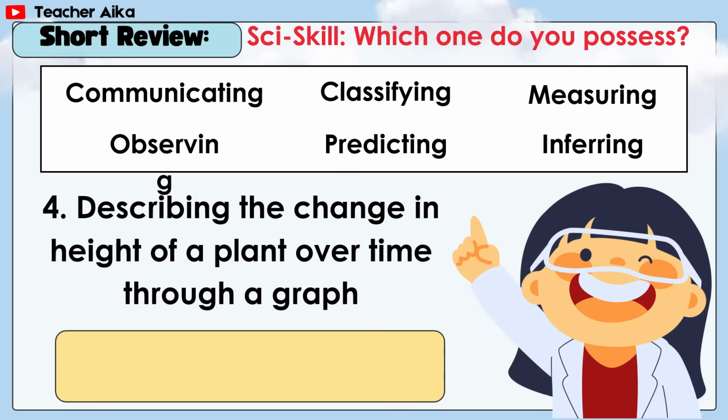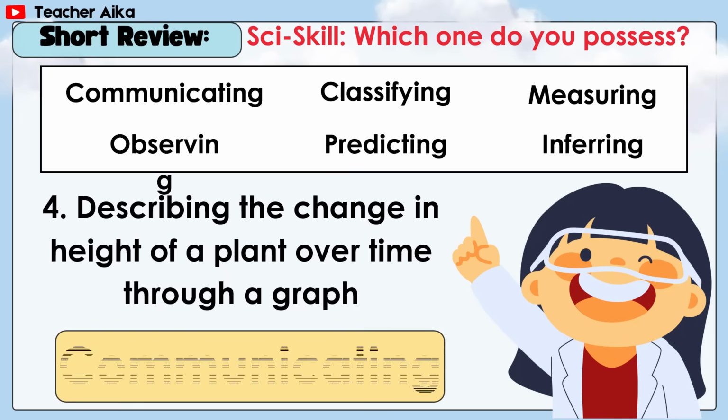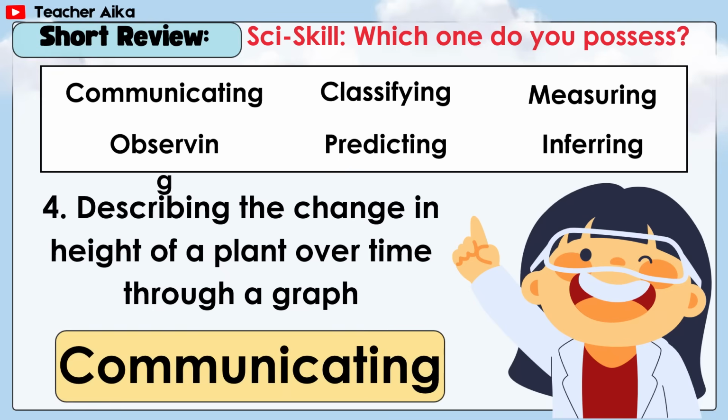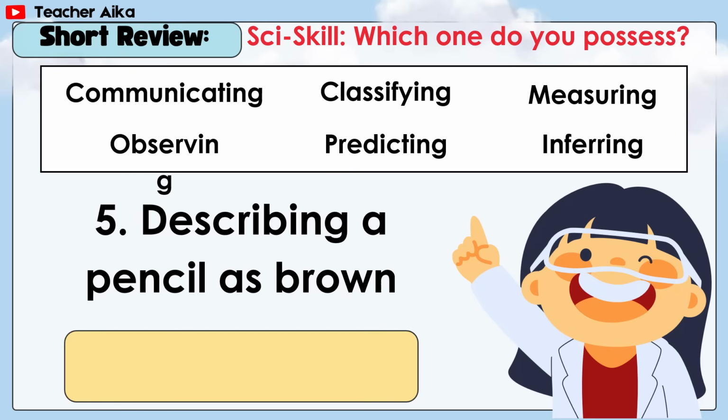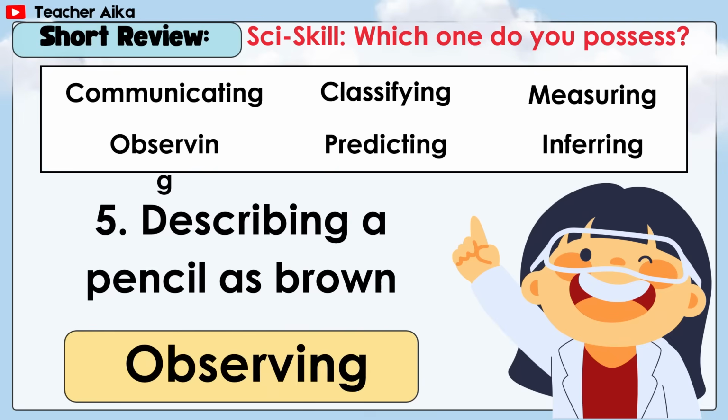Number 4. Describing the change in height of a plant over time through a graph. Answer: communicating. Number 5. Describing a pencil as brown. Answer: observing.